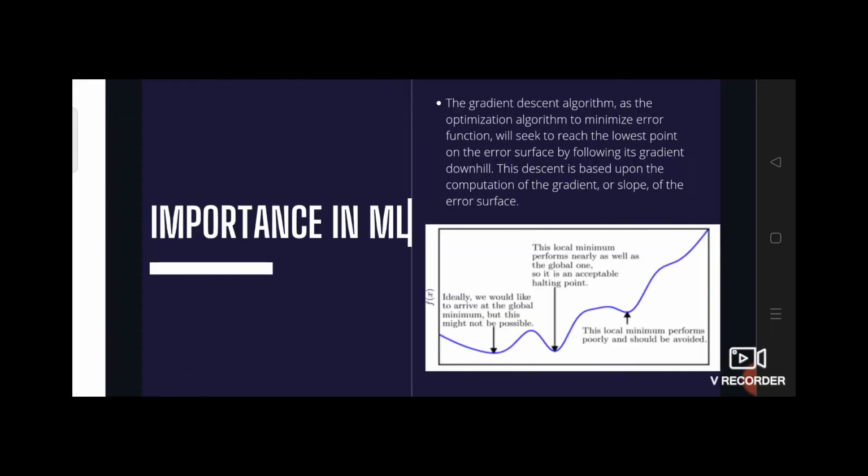So what is the importance? The most important and significant role that calculus plays is in the gradient descent algorithm, which is an optimizing algorithm which tries to minimize the error function. It finds the lowest point on the error graph by following the gradient downhill, computed by gradient slope, where calculus is used.